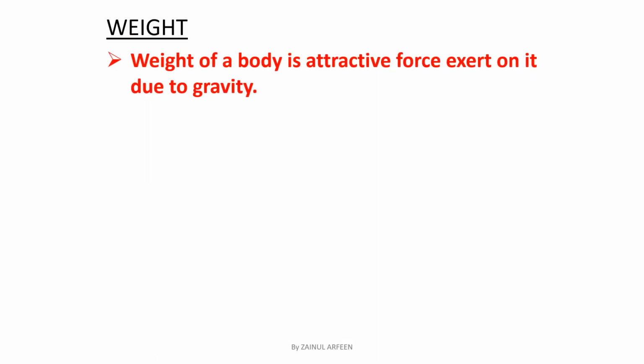Then what is the concept of the weight of an object? Weight of an object is the attractive force exerted on it due to gravity. Different planets have different values of gravity. How much force these planets apply on the object, that force is called a gravitational force. For example, you have Earth, Moon, and Jupiter.